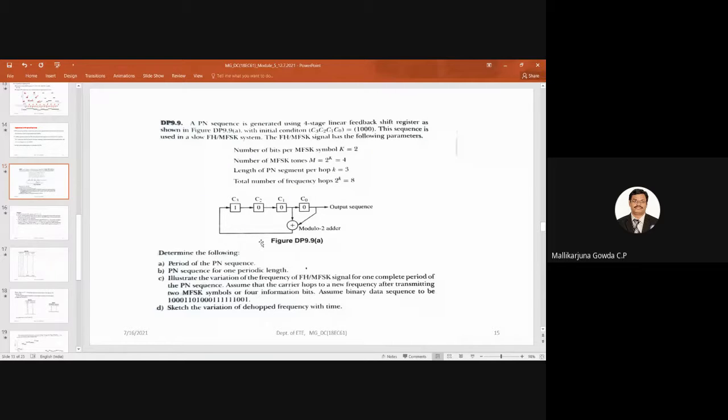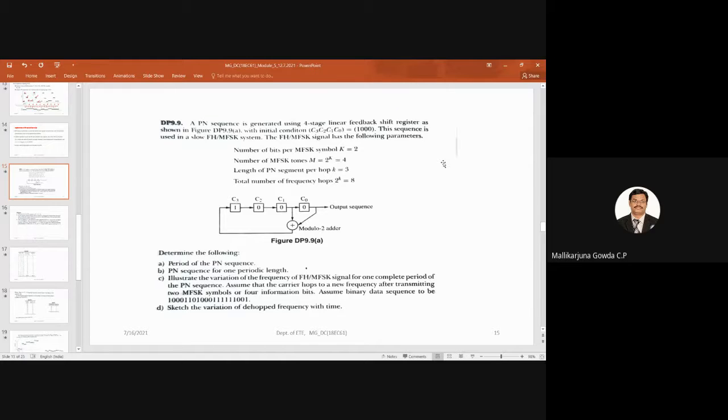He is asking you to determine the period of the PN sequence for one periodic length, then illustrate the variation of the frequency of FH/MFSK for one complete period of the PN sequence. Assume that the carrier hops to a new frequency after transmitting two MFSK symbols or 4 information bits. Okay. So assume the binary data sequence to be this. This is your binary data. The last one is to sketch the variation of the hopped frequency with time. So at least the first 3 people can try.